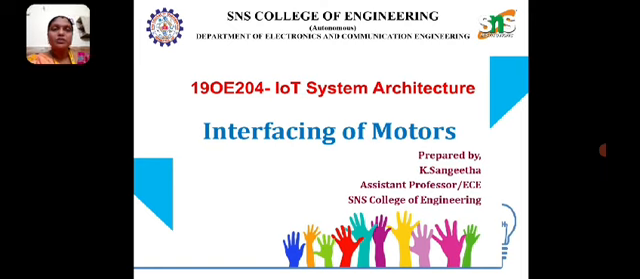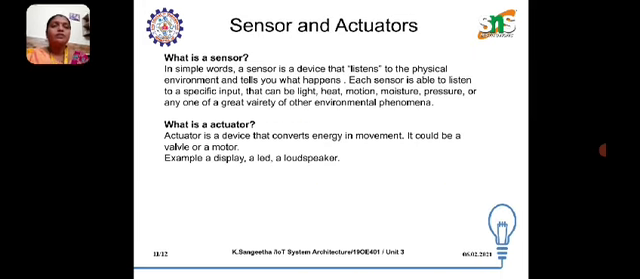In today's session, we are going to discuss interfacing of motors. First we will see what sensors and actuators are. A sensor, in simple words, is a device that listens to the physical environment and tells what happens. Each sensor is able to listen to a specific input. It may be light, heat, motion, velocity, moisture, pressure, or anything in a variety of other environmental phenomena.